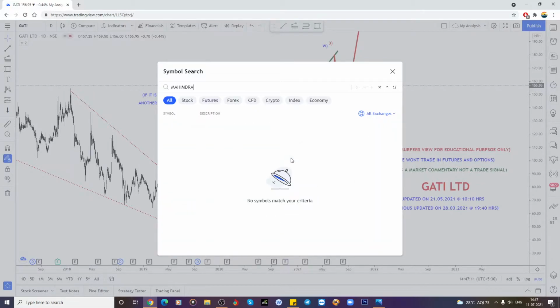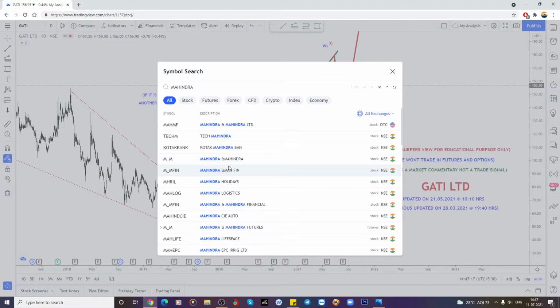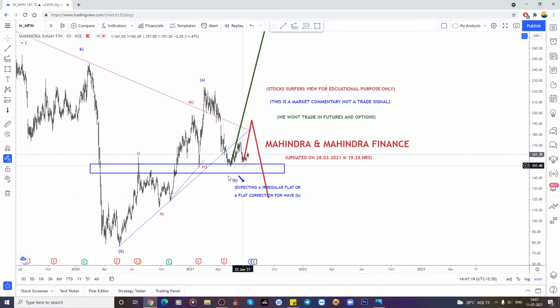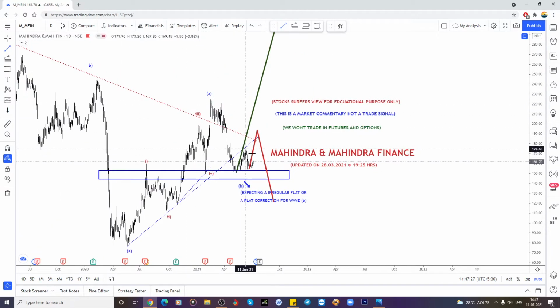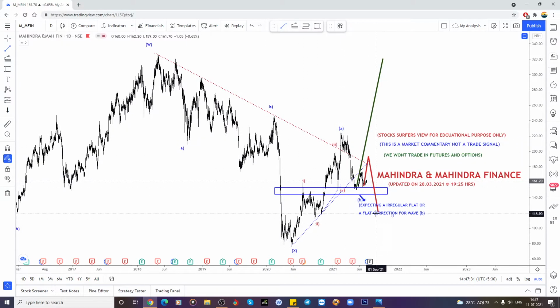So let's move on to the next, Mahindra and Mahindra Finance. See, 1 2 3 4 5. So whether this is the end of the B or it could make one more wave to the high, 3-wave structures, and again one more wave to the downside. So this will become A, B and C.